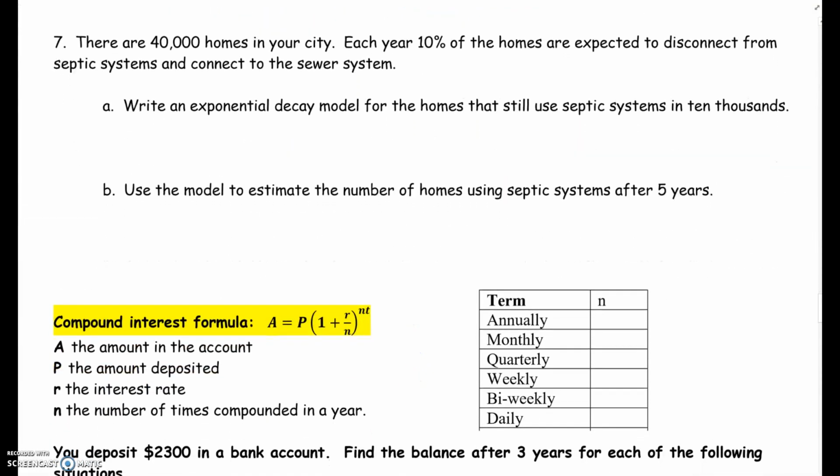There are 40,000 homes in your city. Each year, 10% of the homes are expected to disconnect from septic systems and connect to the sewer system. Write an exponential decay model for the homes that still use septic systems in 10,000s. Decay model, we're going to use y equals a times (1 minus r) raised to the t. It says decay, that means you use the version of the model that has subtraction. You need to know what a is. Our starting value is 40,000 homes. And 10%, we will use a decimal of 0.10.